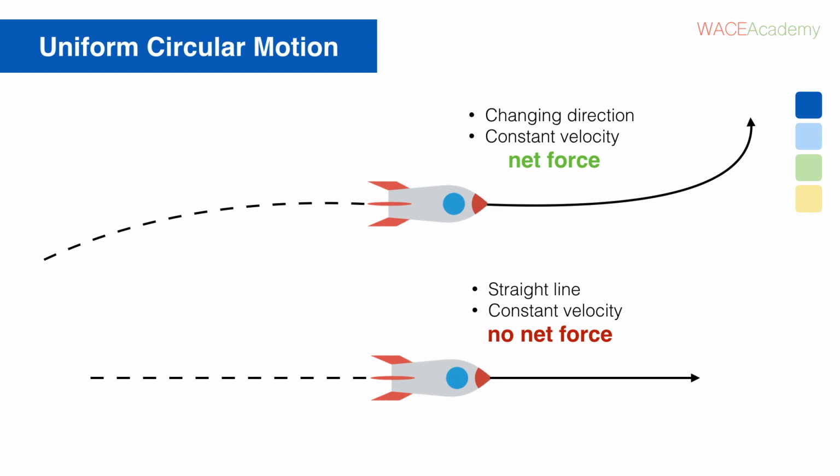This force that causes the object to turn in circular motion is called centripetal force. It can come from a variety of sources, but in each case the net force is always acting perpendicular to the direction of motion, and is directed toward the centre of the circular path. Let's look at some examples.